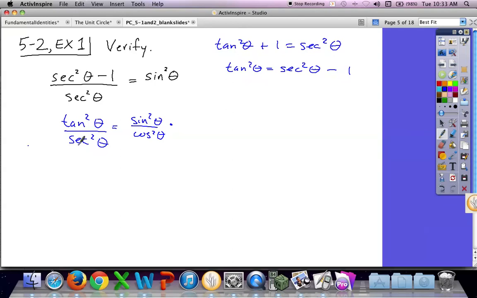right? And how about secant squared? Secant squared is, yeah, so we have a 1 over secant squared, so that equals cosine squared. Right? If it's a secant squared in the denominator, then it's a cosine squared in the numerator. And now your cosine squareds cancel.